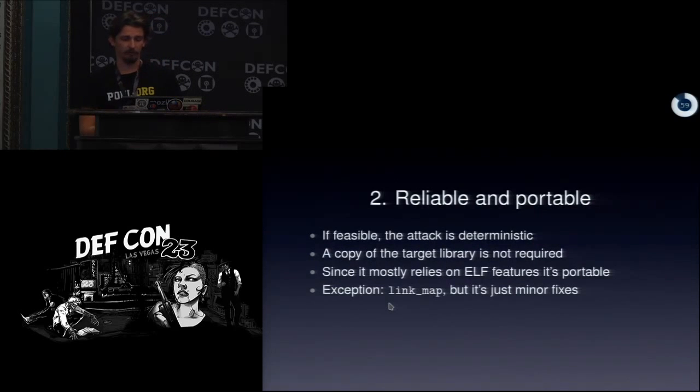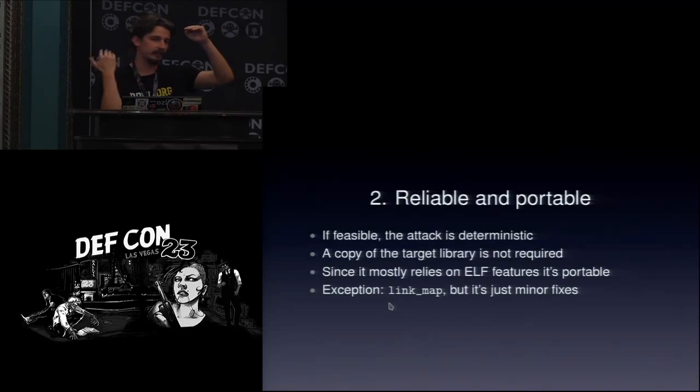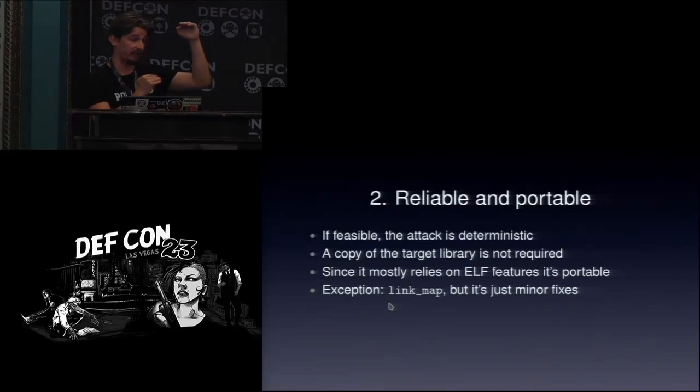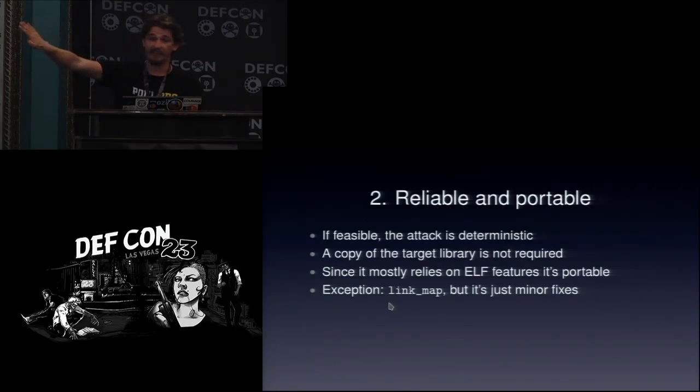It's reliable and portable because it's deterministic. There's nothing left to randomness, or it's very deterministic. And then you do not need a copy of the target library. In the beginning, I told you that in the typical situation when you use a memory leak, you have to compute the distance between execv and printf. But to do this, you need a copy of the library, which is not always the case. In this case, we do not care about the layout of the library.